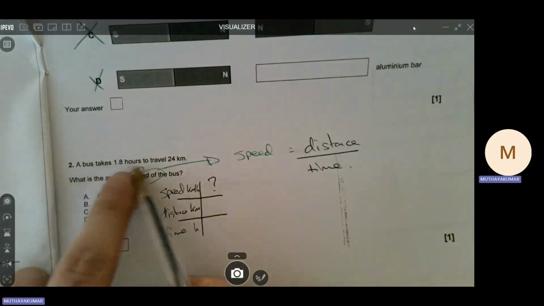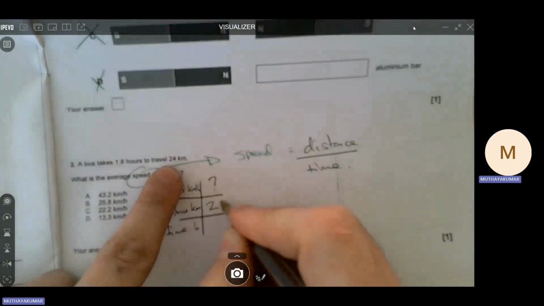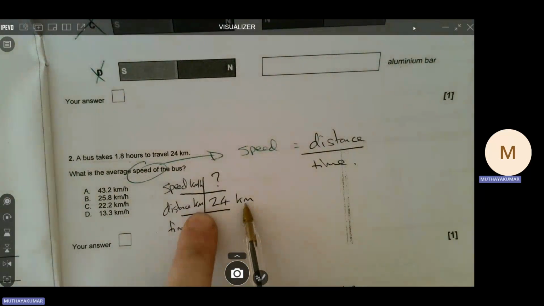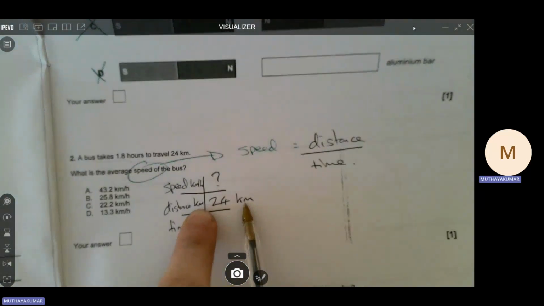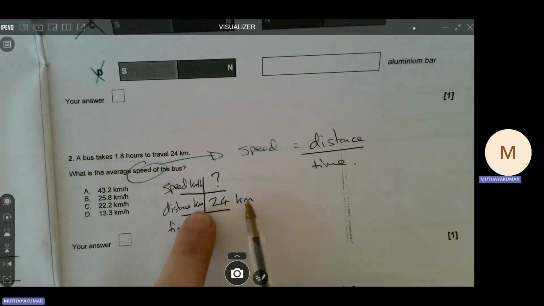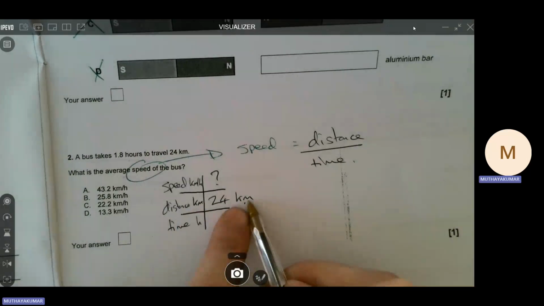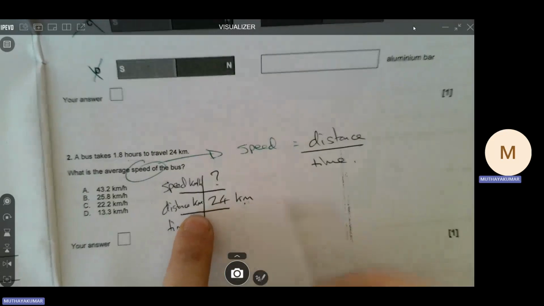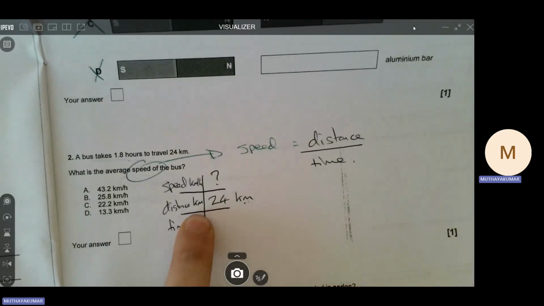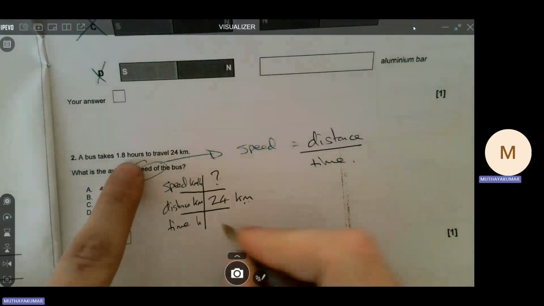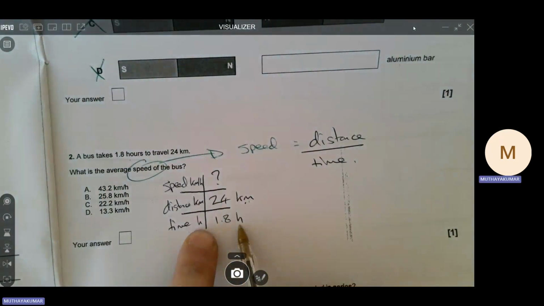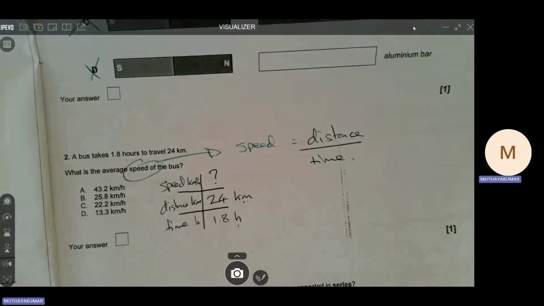Distance, I can look at my information. I can see it's 24 kilometers. Does this match this? They absolutely do match. There's no tricks here, which is nice. It's a little bit easier than it could be. If this was in meters and it didn't match kilometers, then we might need to do a conversion. We might need to divide it by 1,000 to turn it into kilometers. And then time, 1.8 hours. And do these things match? They do match. There are no tricks here.